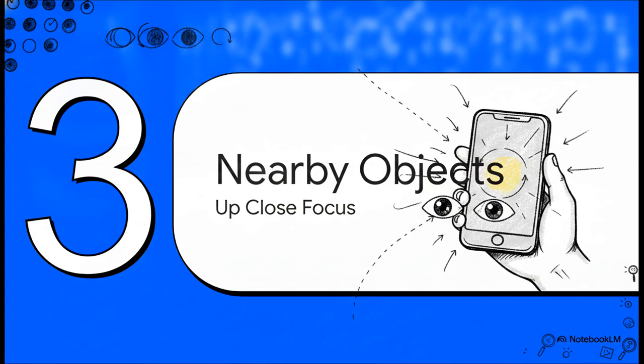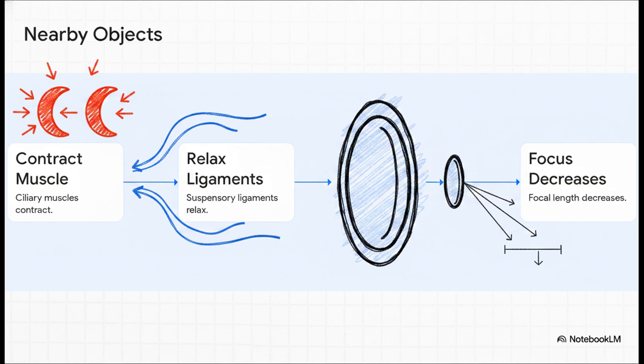Let's move to Section 3 and see how this builds, focusing on nearby objects. We are completely reversing the mechanics now. This flowchart highlights the inverse relationship. Step 1, your ciliary muscles contract. Notice the bright red inward arrows showing that muscular contraction.